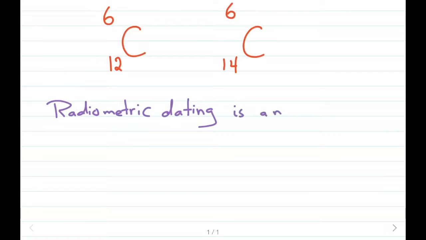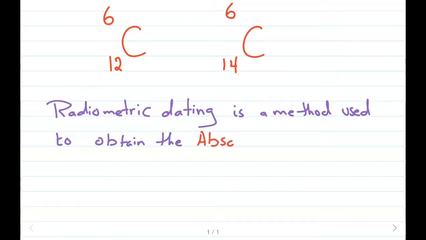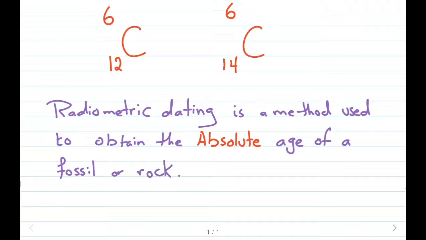So what is actually radiometric dating? Radiometric dating is a method used to obtain the exact or the absolute age of a fossil or a rock. In particular, I'm using carbon 14 to determine the absolute age of a certain rock.